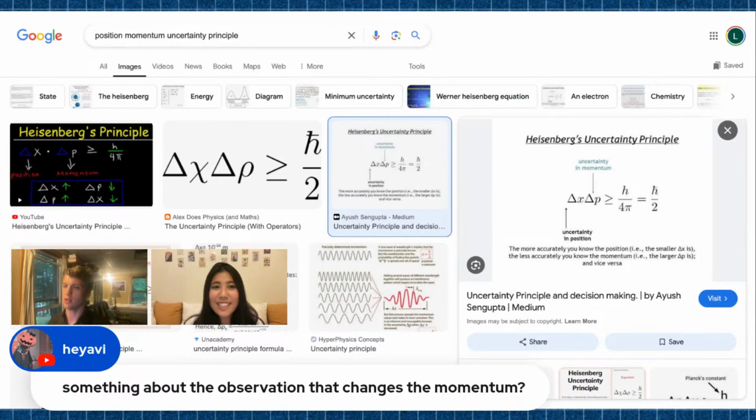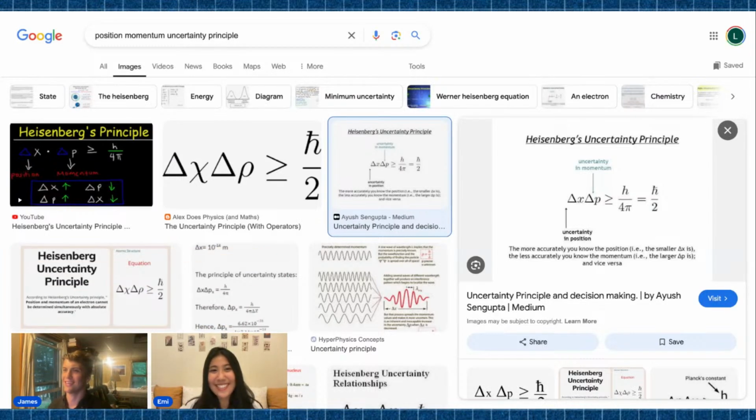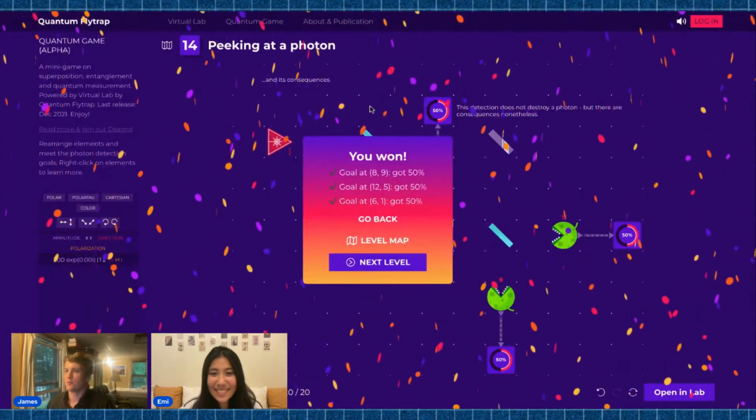Akhilesh commented, he got it already. He said something about the observation that changing the momentum. Indeed. Oh, nice. We have a physics expert here. Physics expert in the chat. That is great. You can teach me something. Maybe the chat can help us get through the next level. I think so. Let's do this.